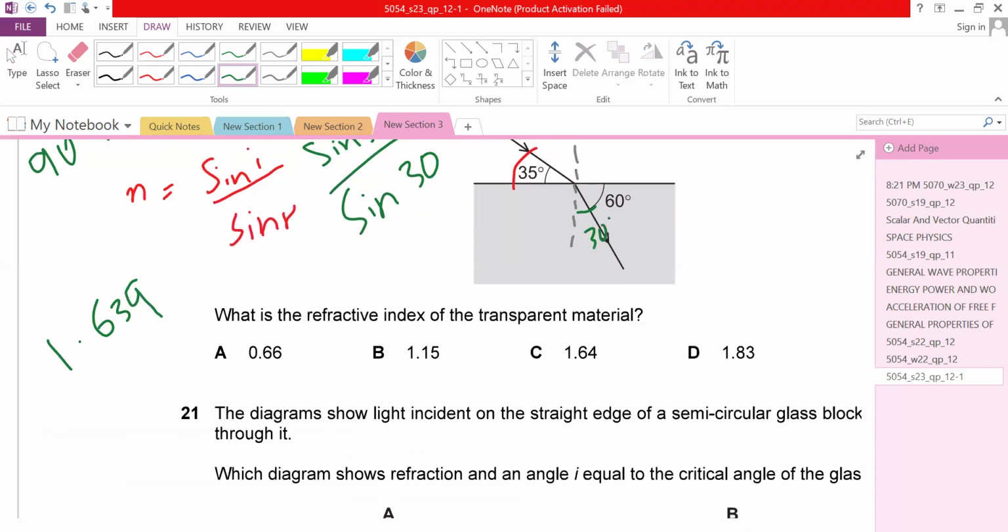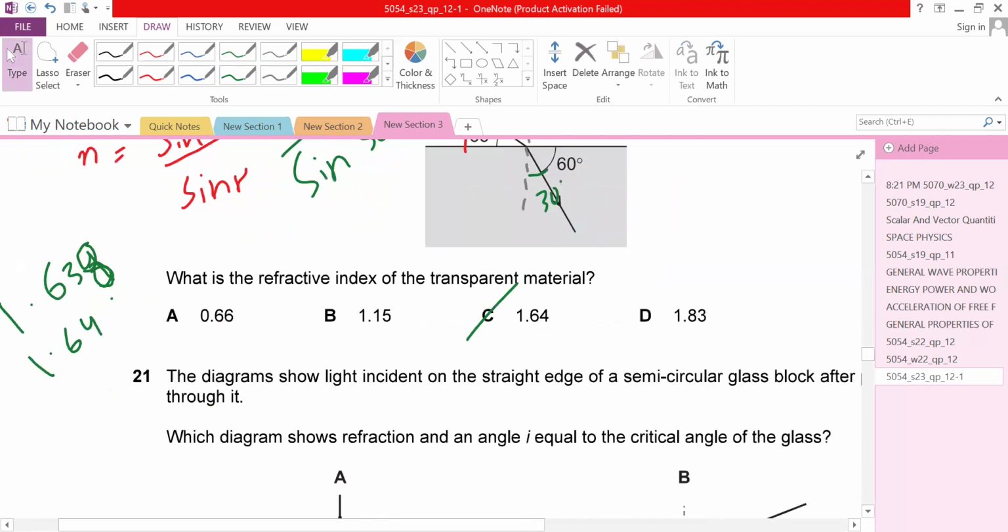1.638. 8 is greater than 5, so we will round it off. It will be 1.64. Or you can simply check that the nearest answer to this is 1.64. Option C is correct for question number 20.